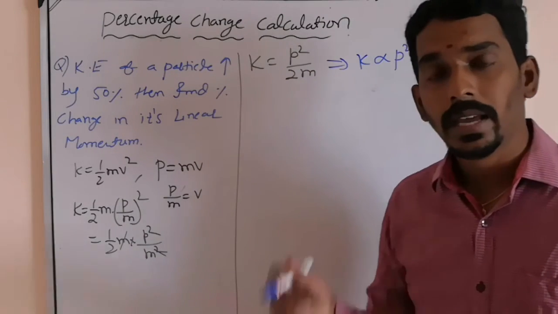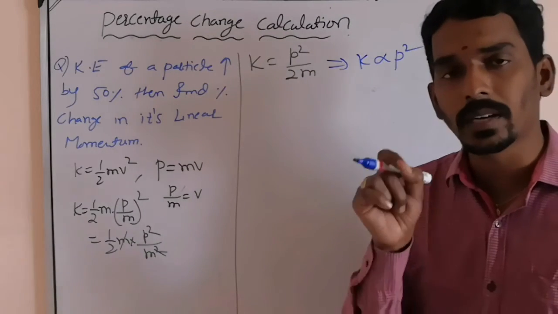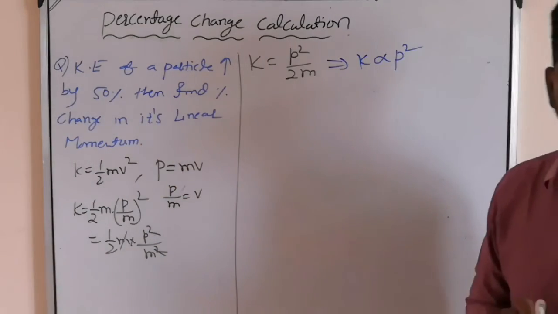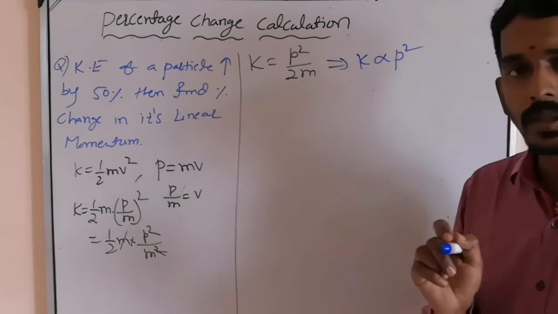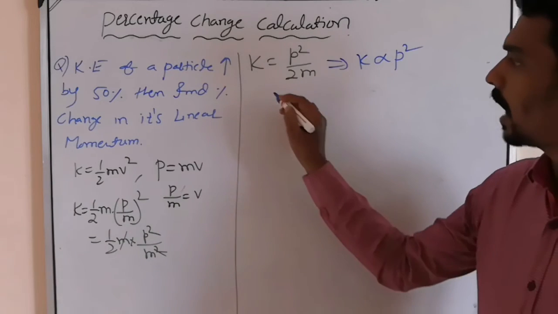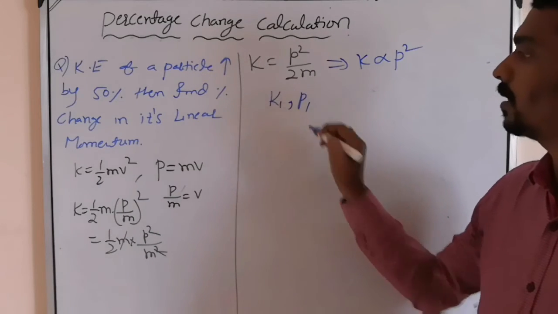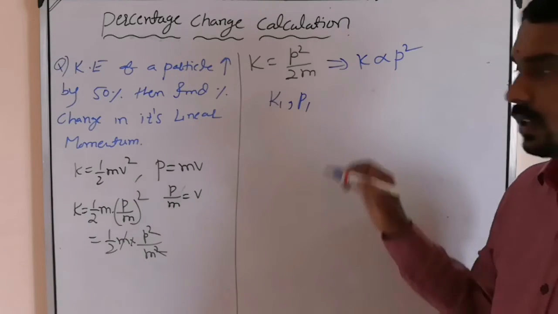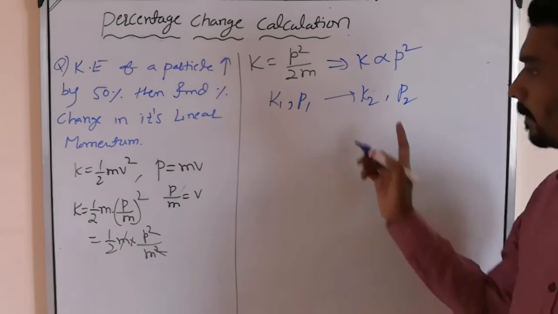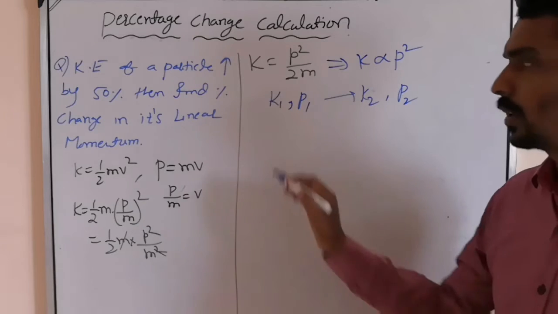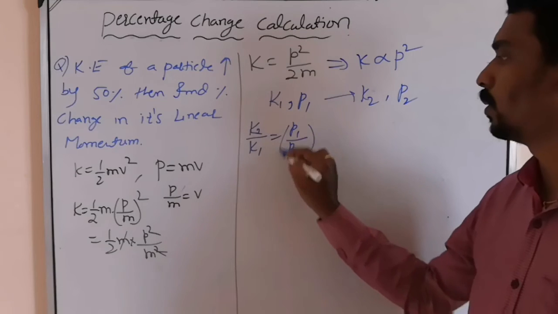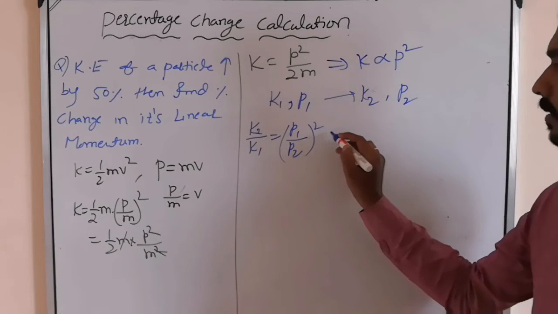What is the next step? Next step is they will give percentage change for one quantity. Here they have given for kinetic energy. But before that, you need to take a set of initial and final values. Always take the initial values as K1, p1, means 1, 1. Then they change it to 2: K2, p2. Then K proportional to p square means K2 by K1 equal to (p2 by p1) whole square.